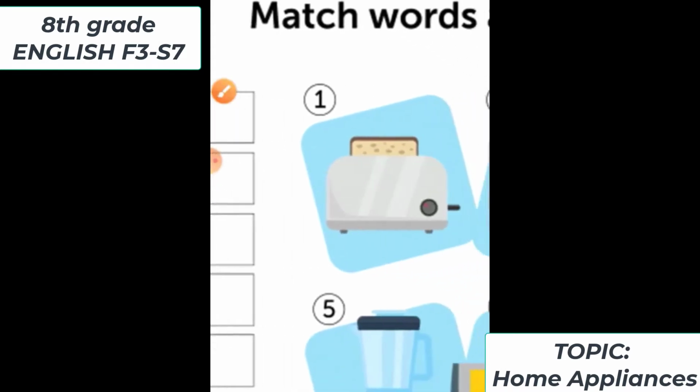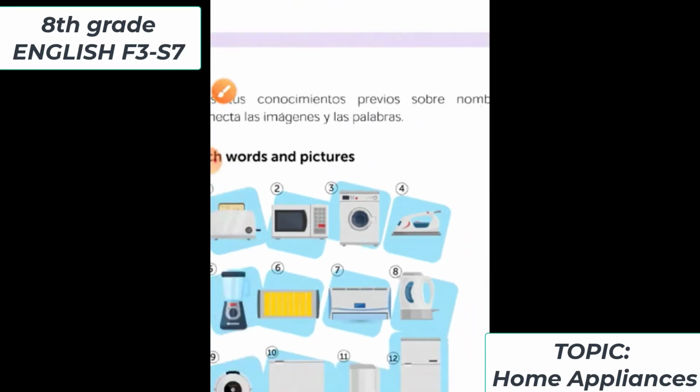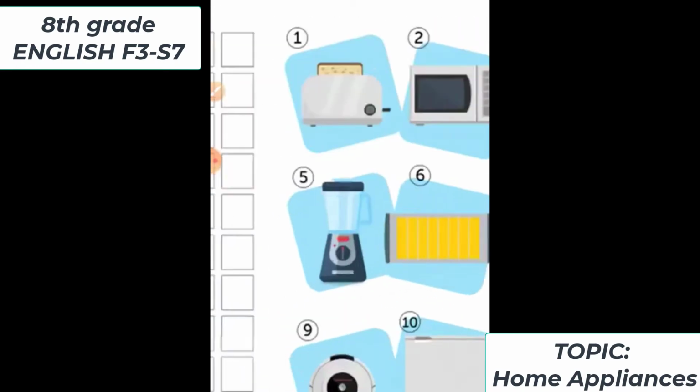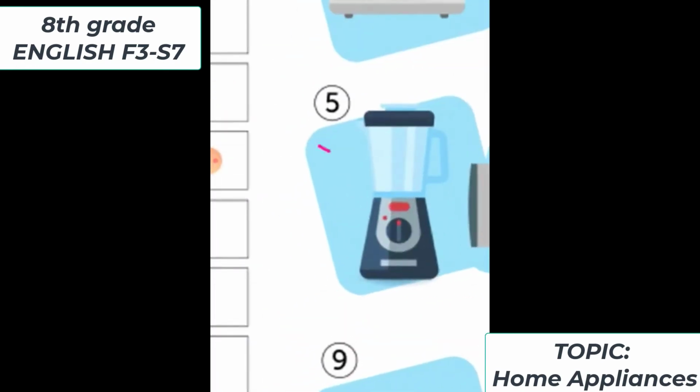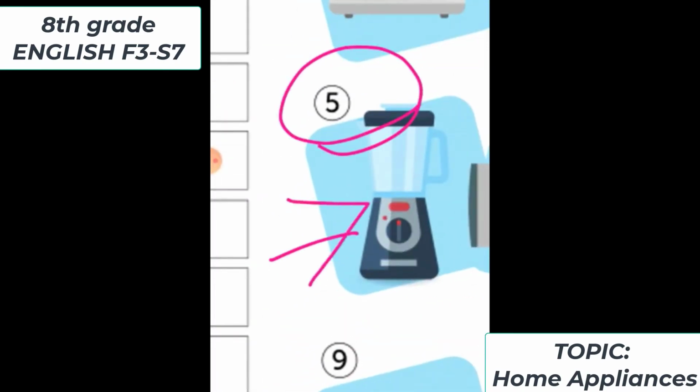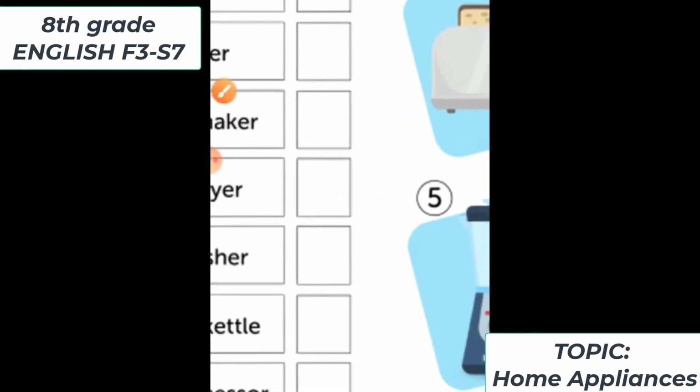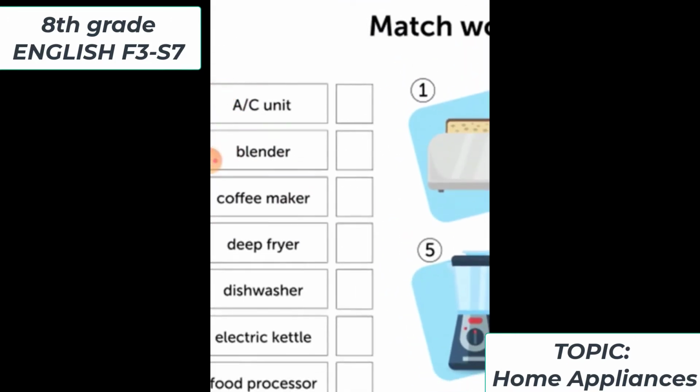Now you have blender. Where's the blender? Here is the blender, see? Blender is number 5. Yes, that's the blender. So you go there and you write here the number 5. Blender. Number 5. Okay? See? Next one is coffee maker.